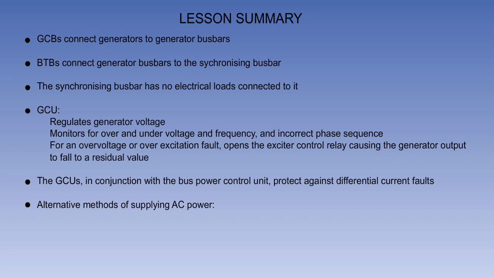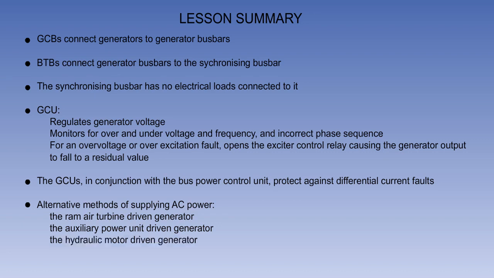Alternative methods of supplying AC power are the ram air turbine driven generator, the auxiliary power unit driven generator, the hydraulic motor-driven generator, the static inverter, and on the ground, the ground power unit.